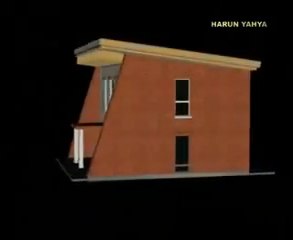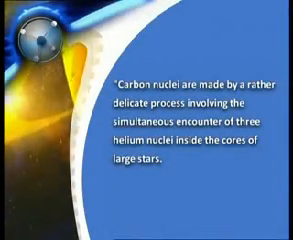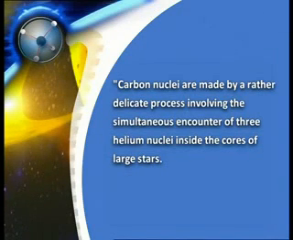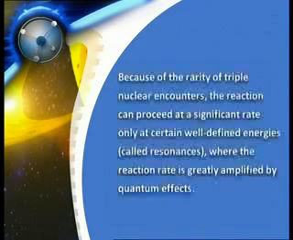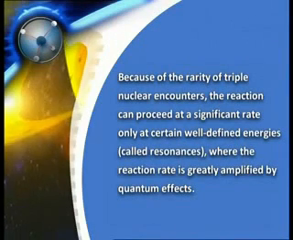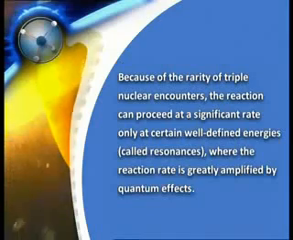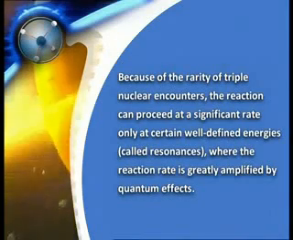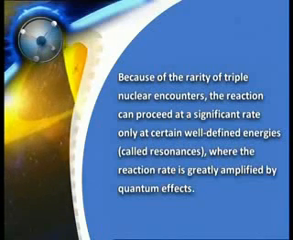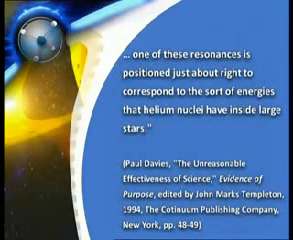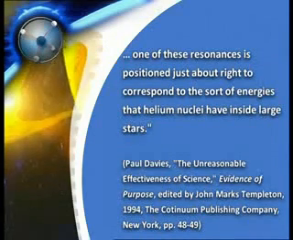The famous scientist Paul Davies describes this miraculous phenomenon in these words: carbon nuclei are made by a rather delicate process involving the simultaneous encounter of 3 helium nuclei inside the cores of large stars. Because of the rarity of triple nuclear encounters, the reaction can proceed at a significant rate only at certain well-defined energies, called resonances, where the reaction rate is greatly amplified by quantum effects. One of these resonances is positioned just right to correspond to the sort of energies that helium nuclei have inside large stars.